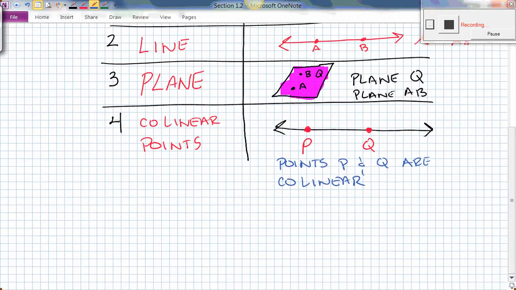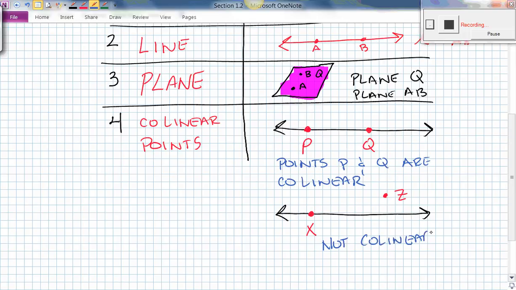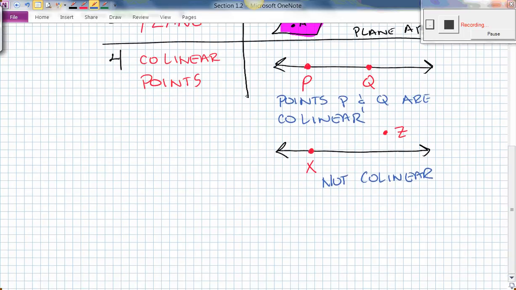Now I'd like to give you an example of 2 points that are not collinear for reference. Okay? So here we go. Here is point X, and there is point Z. Do you see the difference between X and Z and P and Q? Yes, right? So points X and Z are not collinear. So these are not collinear. Okay, we're going to do one more, and then we're going to break it up.